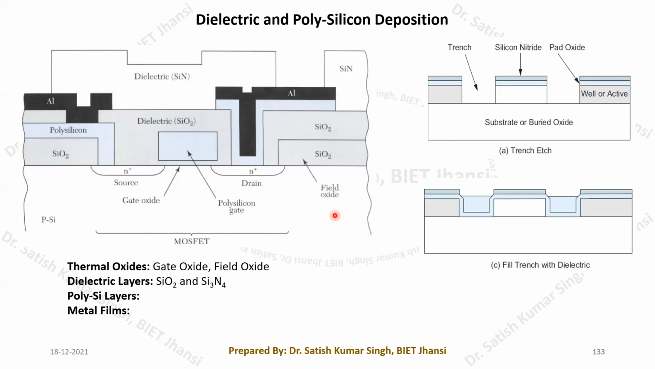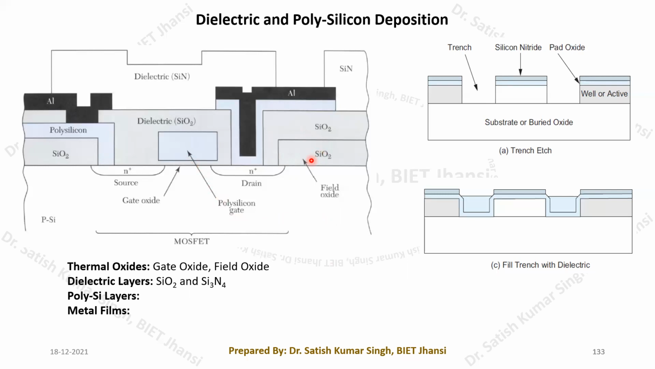Now first, as you can see, the SiO2 layer is acting like a gate oxide here, and somewhere it is acting like a field oxide. Obviously it is an insulator, so it has the insulating property.